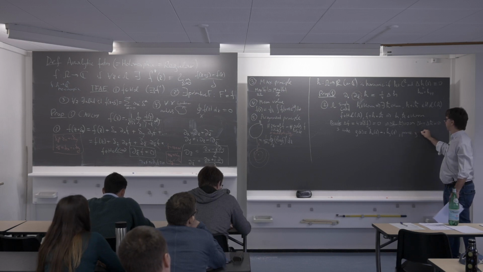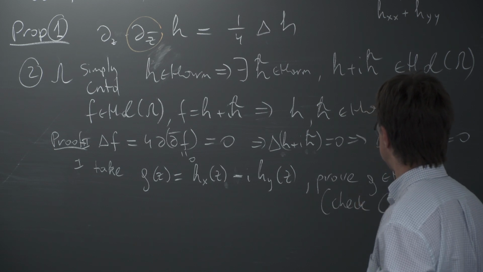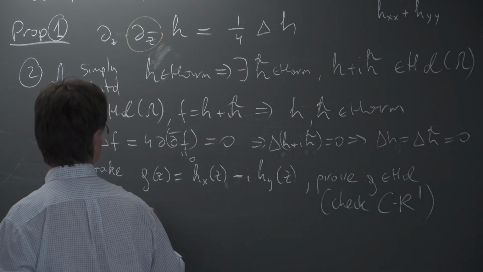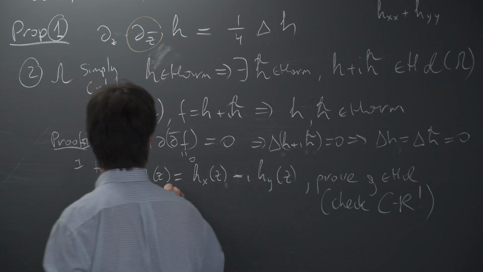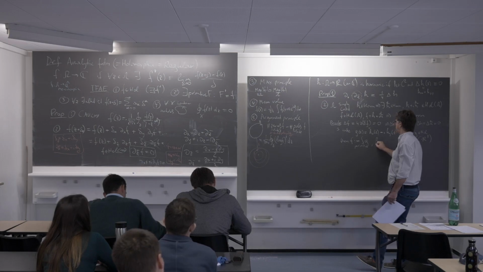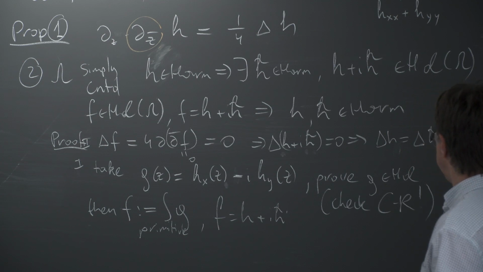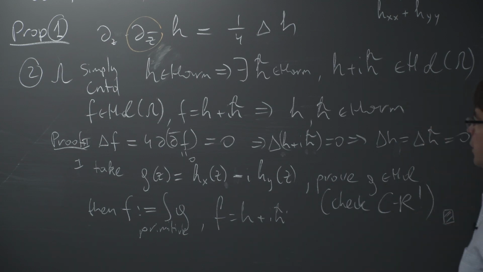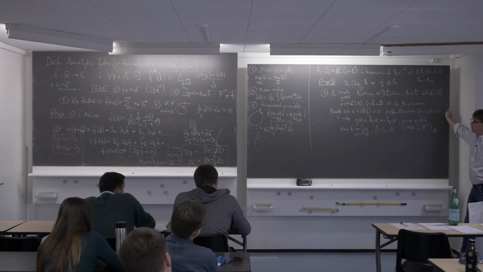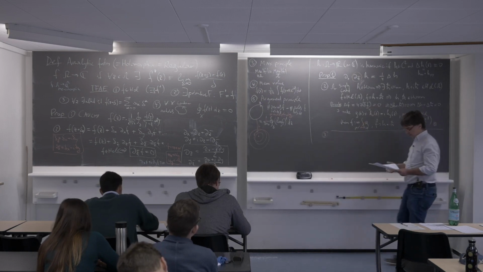Prove that G is holomorphic. So check the Cauchy-Riemann equations. Then take f to be a primitive of G, and f will be h plus i h tilde. So that's one possible proof. If you haven't seen it, it's better to work it out. We don't need the proof, but it's just to be more comfortable with analytic functions.